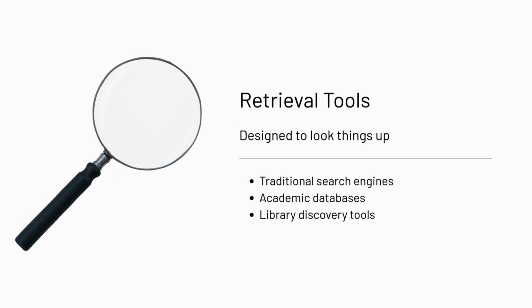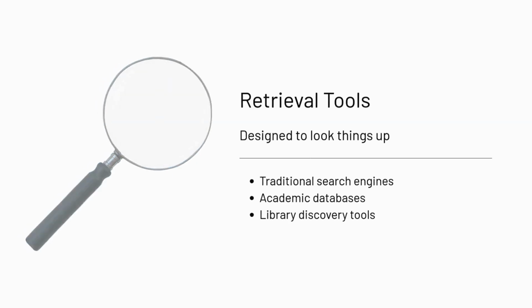Retrieval tools are designed to do one thing well: find existing information. Browsers, search engines, academic databases, and library tools retrieve documents, articles, and sources that already exist. They don't generate new explanations on their own. These tools are slower and less conversational than AI chat tools, but they're reliable for finding evidence, sources, and original material. If your goal is to locate information rather than generate language, retrieval tools are the right starting point.